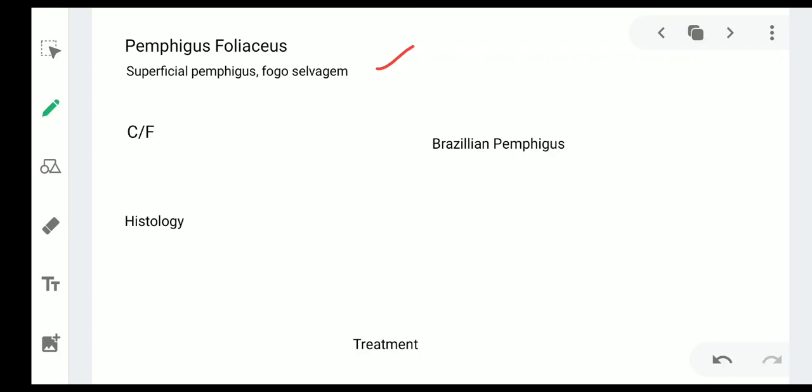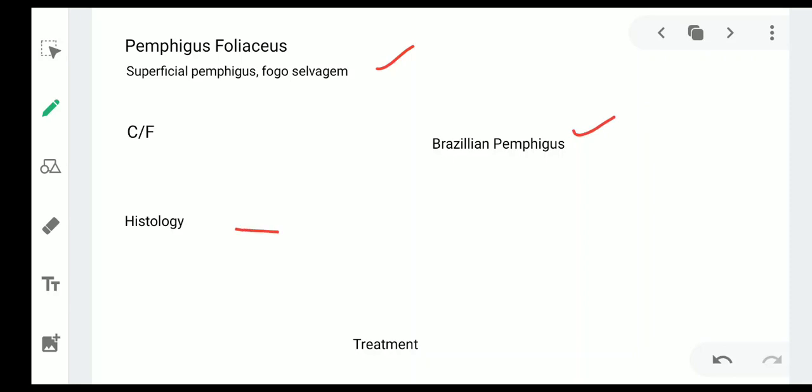It is basically a mild form which is most commonly seen in older adults but can be seen in young adults too. Now there is a term known as Brazilian pemphigus. It is a mild endemic form of pemphigus foliaceus which is found in tropical regions, mostly in Brazil.